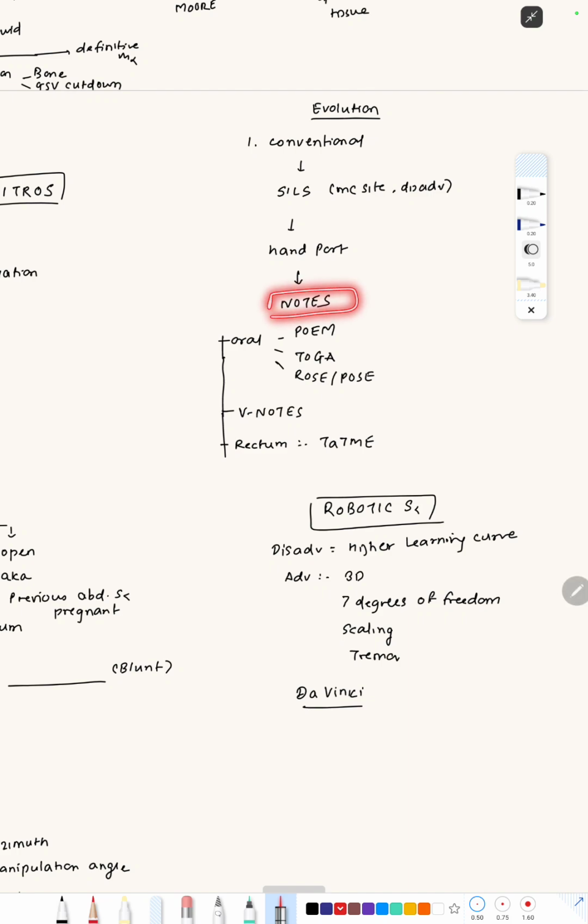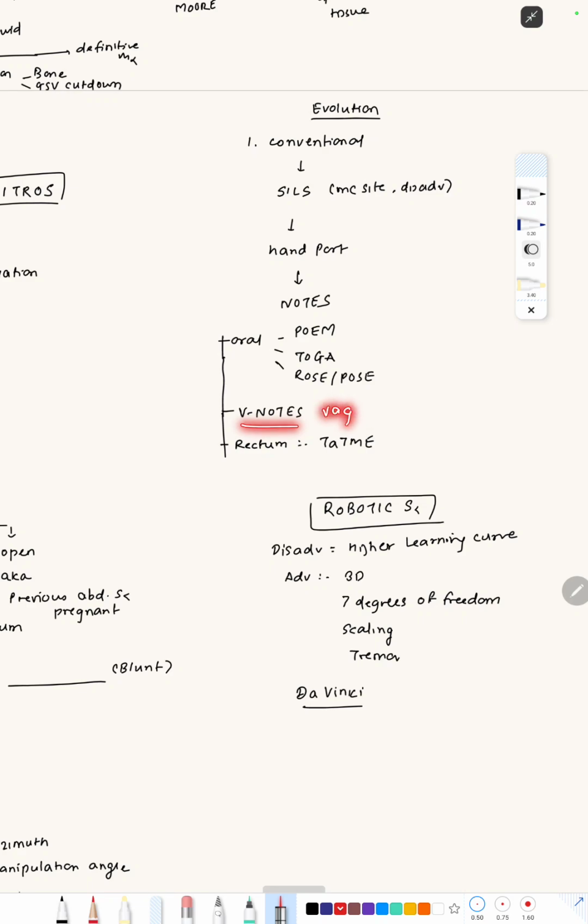Now the next is NOTES, that is natural orifice transluminal endoscopic surgery. NOTES procedures are done through the natural orifices. Through the oral orifice, POEM is done, that is peroral endoscopic myotomy, which is used for achalasia cardia. Then TOGA, that is transoral gastroplasty, which is done for bariatric surgery. Then ROSE and POSE procedures came.